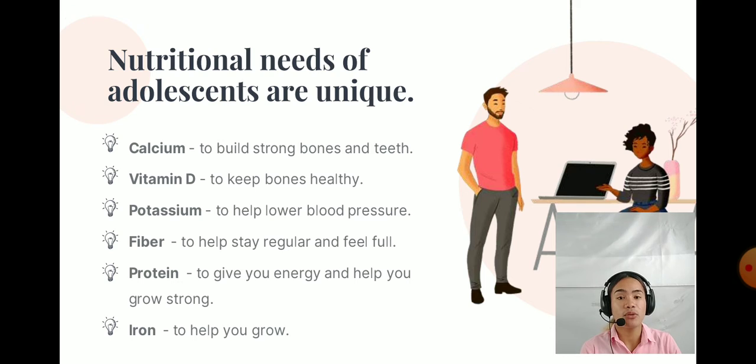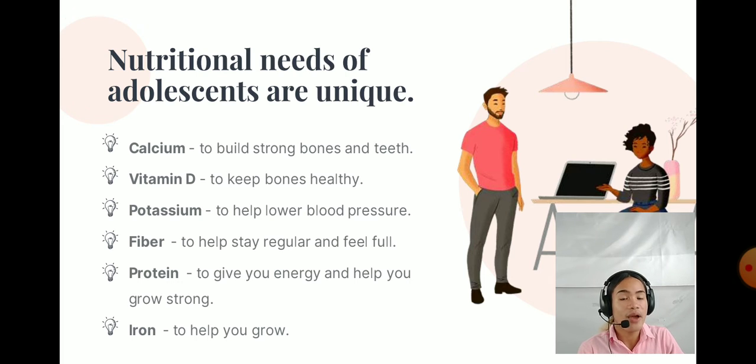Potassium to help lower blood pressure. Good sources of potassium include bananas and baked potatoes with the skin. Fiber to help stay regular and feel full. Good sources of fiber include beans and celery.